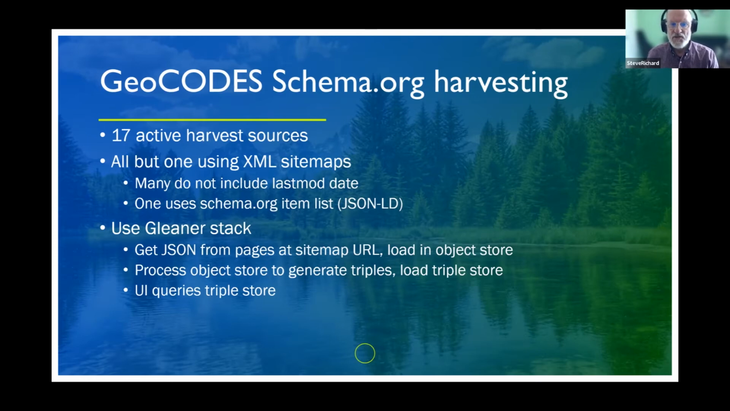We're using the Gleaner stack. You saw that show up in the Polder talk. This was also developed largely by Doug Fills, who's here in the call, to do the harvesting. The process basically involves going through the sitemap, accessing the pages that have the URLs, pulling out the JSON-LD scripts with the schema.org metadata in them. They get loaded into an object store, and then the object store is processed to generate triples that go into a triple store, and the Geocodes user interface is based on querying against the triple store.